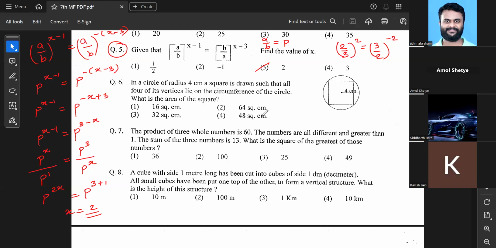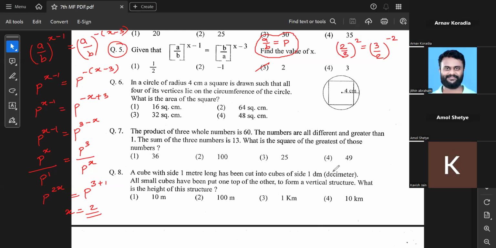So what is this p thing? p is a upon b. Okay, sir. Yes, Arnav, tell me, what's your doubt?